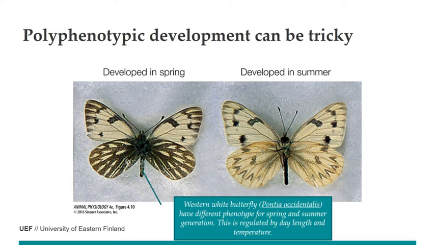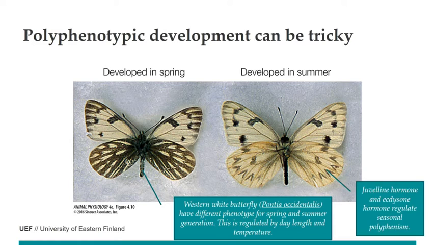Well, it has actually been speculated that the spring generation has dark wings because it absorbs as much heat as possible to get the butterfly flying. And how this butterfly shifts its phenotype is based on two hormones, juvenile hormone and ecdysone hormone.